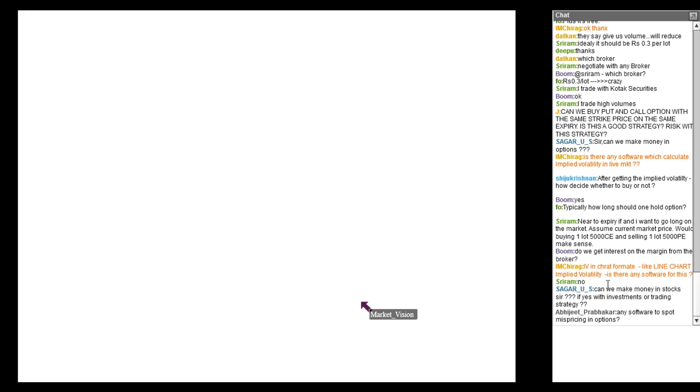Do we get interest on the margin from the broker? Depends on your broker. Most brokers in India I have seen don't give it. Of course, you could always give them a fixed deposit as a margin where you earn the profit. IV in a line or software, there is Options Oracle, but I don't think there is an implied volatility one. It's a good point actually. We need that kind of software in India.